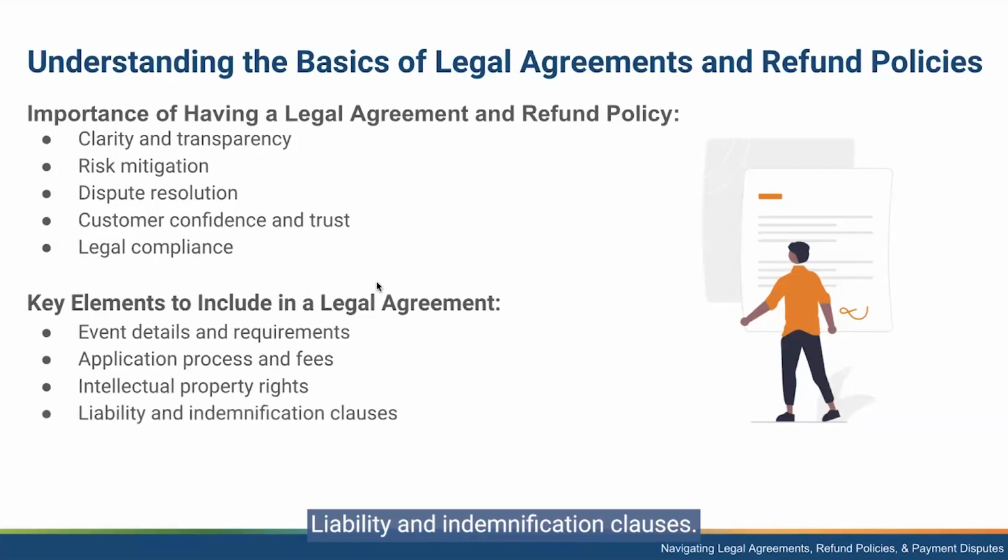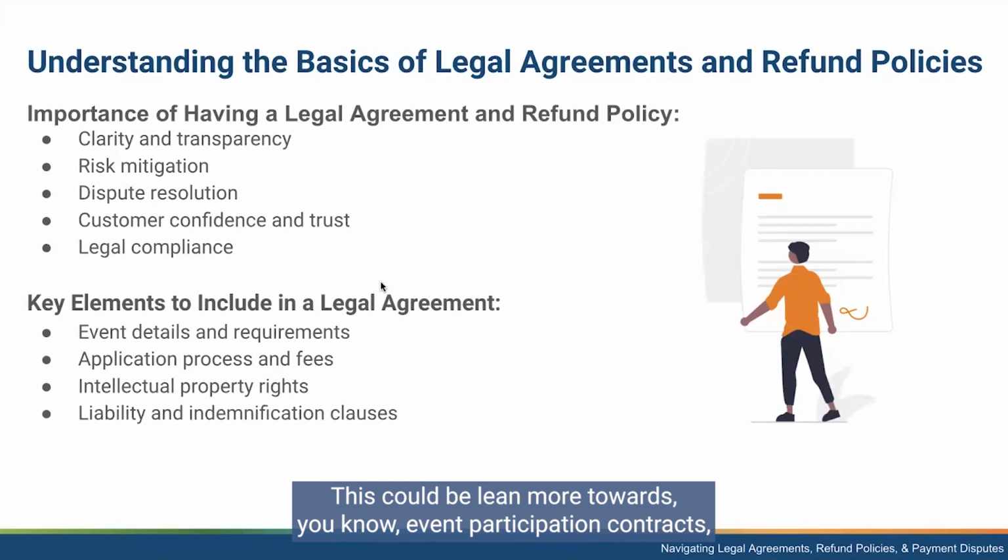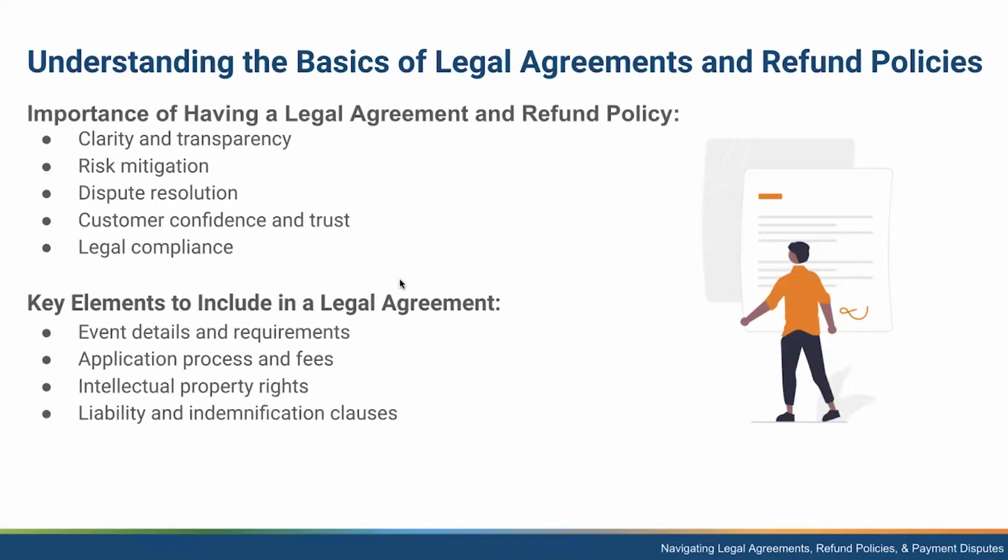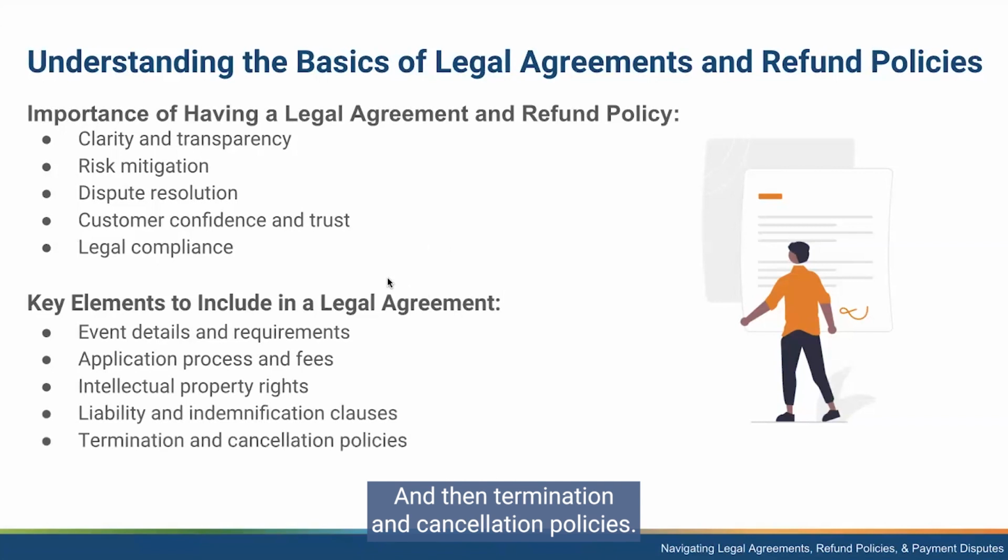Liability and indemnification clauses. This could lean more towards event participation contracts, but you can include that as well. And then termination and cancellation policies. So letting the artist know what would happen in the event that the event is terminated or canceled. And that leads into the refund policy as well. But what can the artist expect in terms of communication and possible refunds?